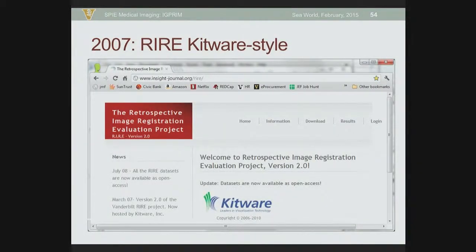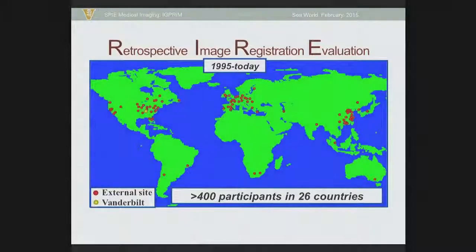It's like the Amazon of image registration. You can just click in there and it's just automatic. It takes care of you. Easy to do. You might want to try it sometime. And that was in 2007.